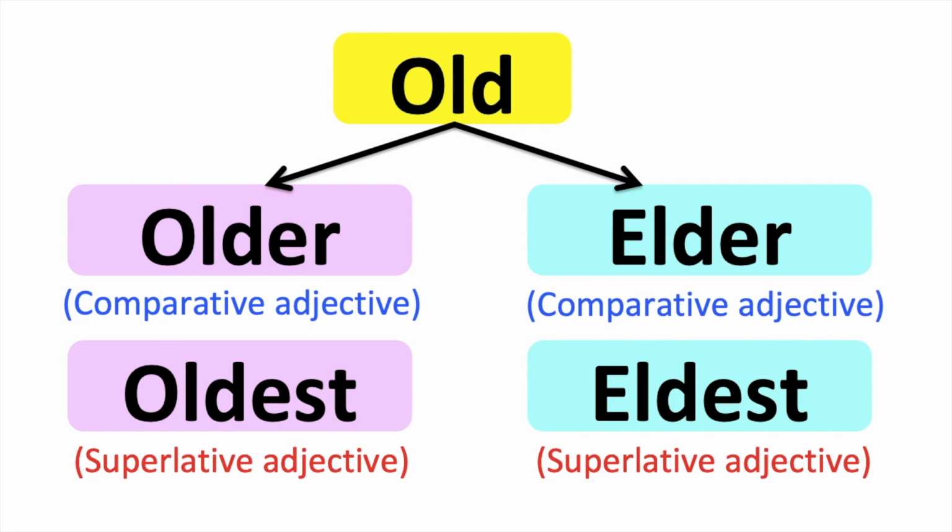So in summary, remember, older and oldest can be used to describe people or things. Elder and eldest can only be used when describing people.